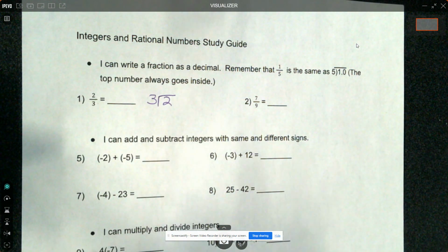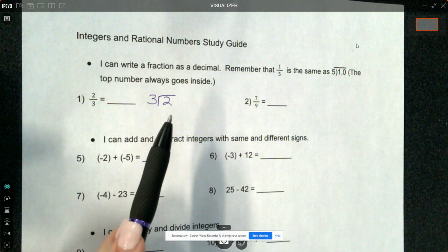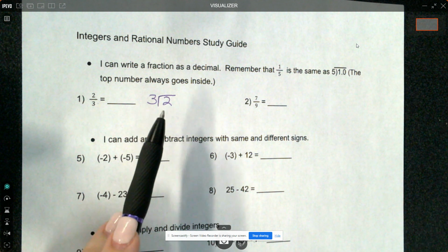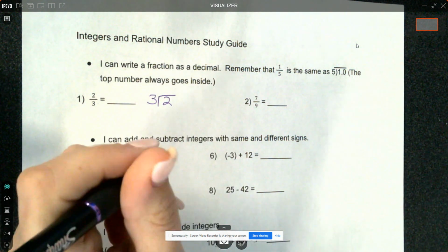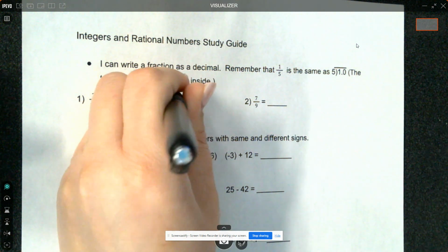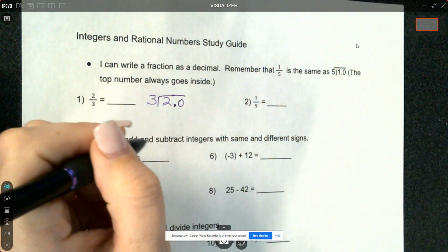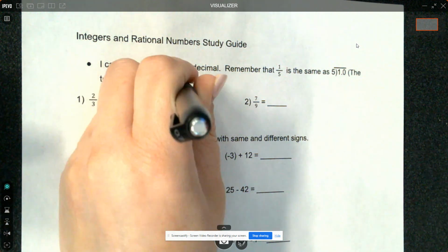On your quizzes, honestly, if you set it up in like half the time, if you got it wrong, it was simply because you set it up incorrectly. So 3 does not go into 2. So what do I need to add, Aiden? Add a decimal and a 0. Decimal and a 0. 3 does go into 20. How many times? Chipper? 6 times. 6 times.